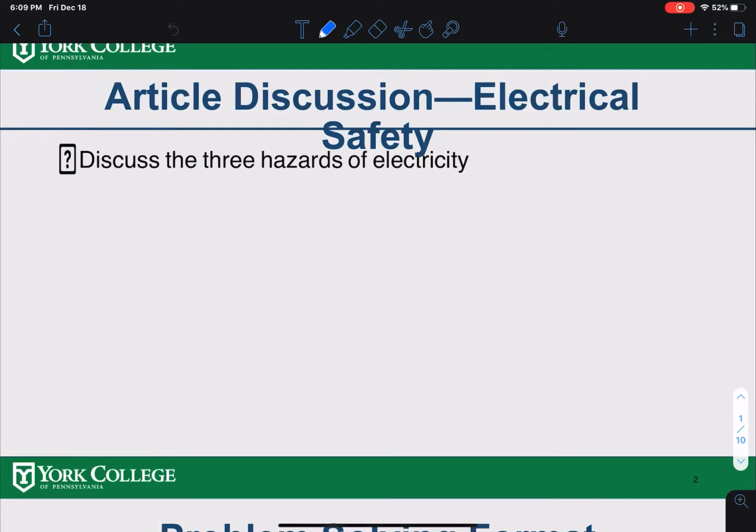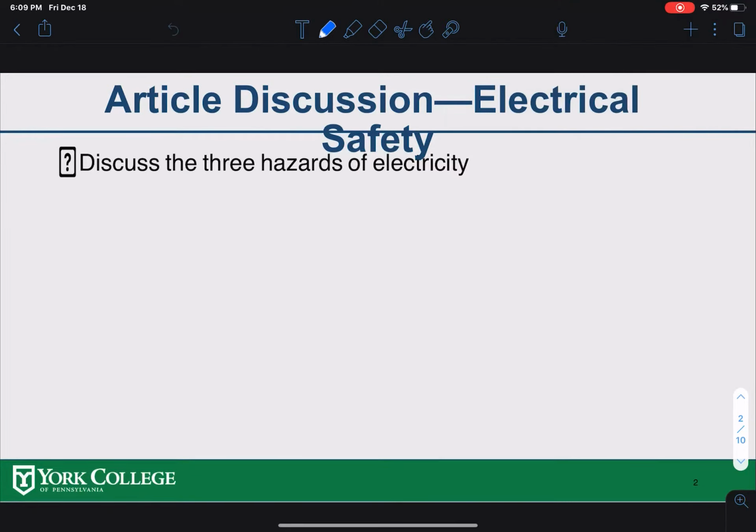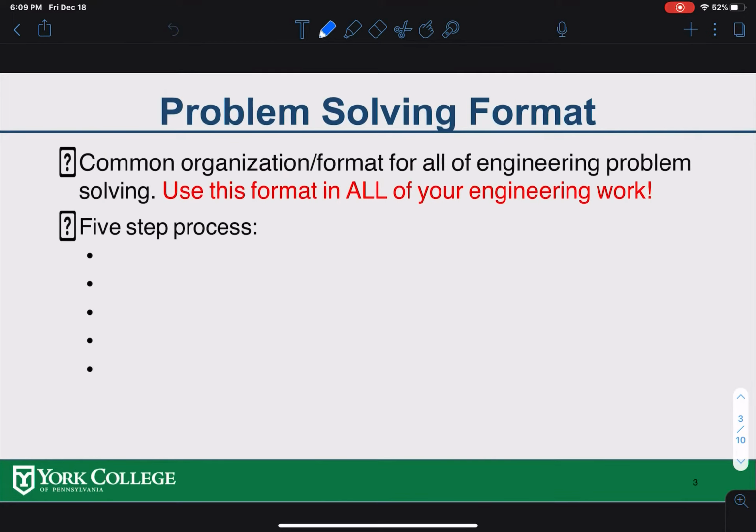So to do that, let's start with some safety discussion, but we're going to discuss them in the class. So I'm not going to discuss it over here. Hopefully you read the article, so you're going to go to the class and discuss them in the class.